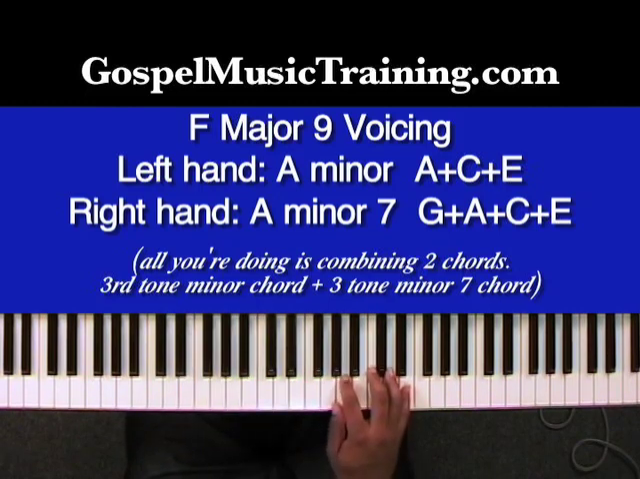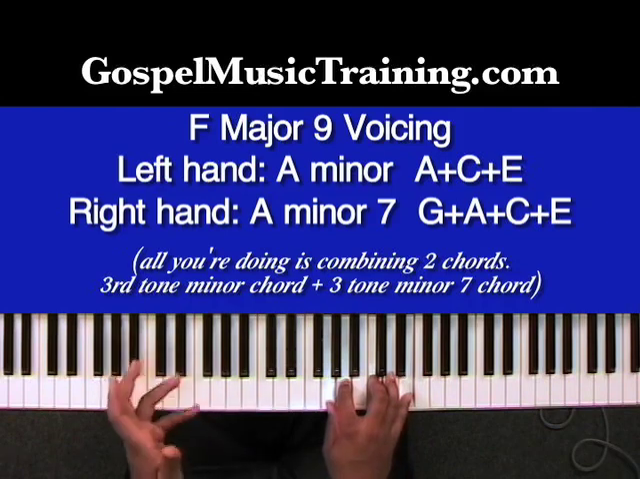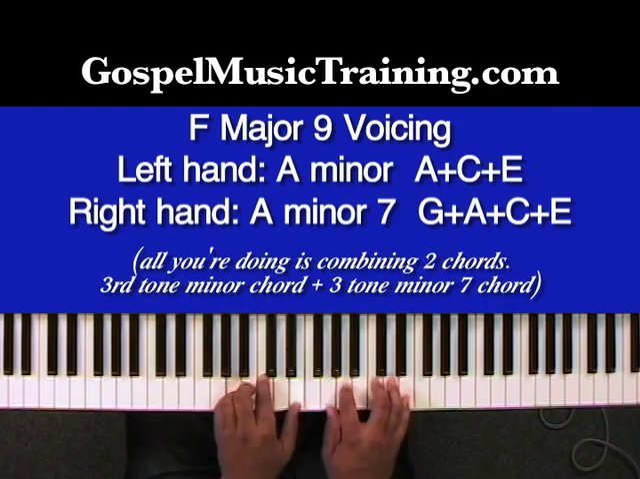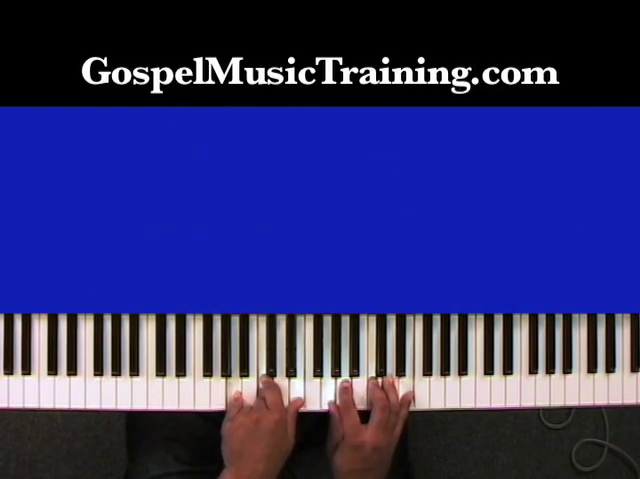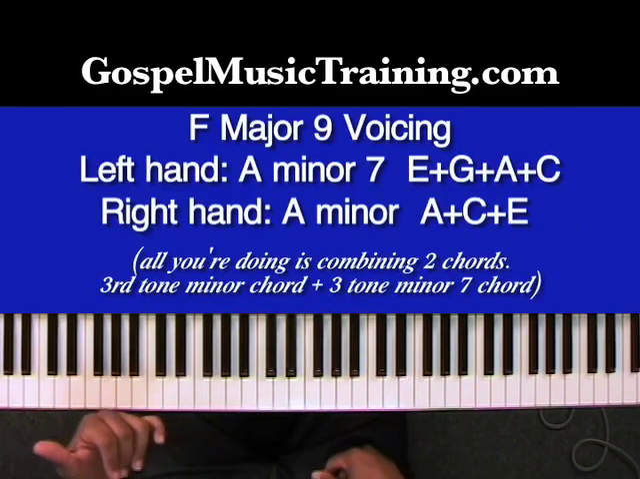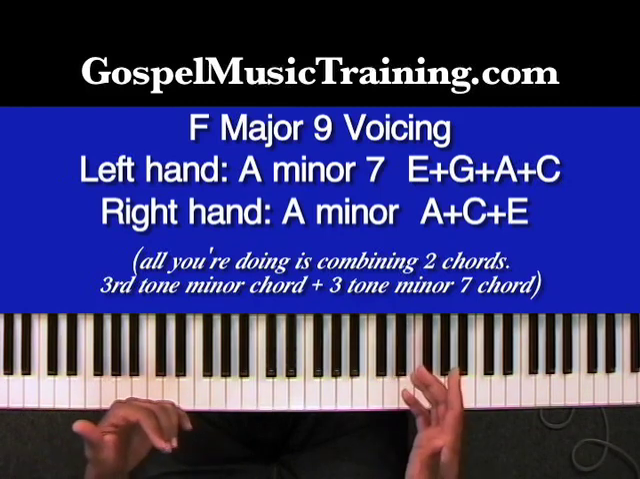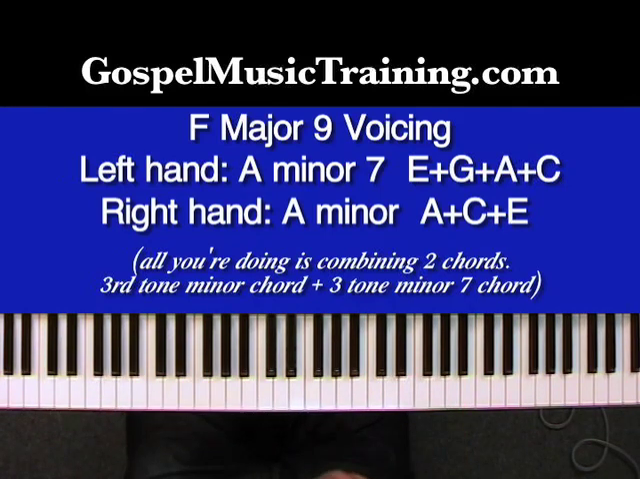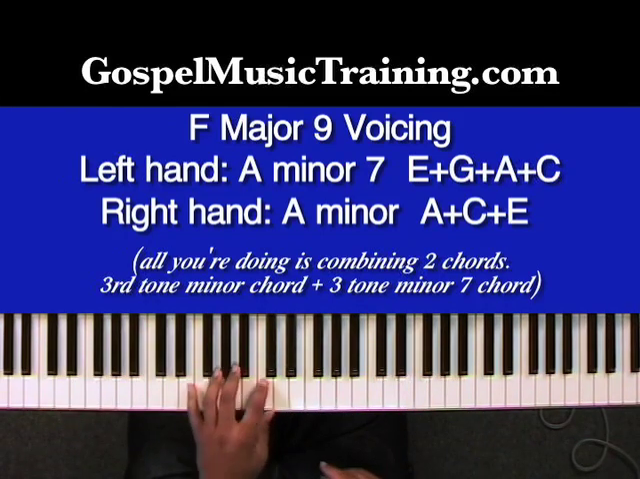So either you can play the A minor 7 chord in your right hand, and just the regular A minor chord in your left. That's going to give you this voicing. Or you can switch the roles, and in your left hand play the A minor 7 chord, and in your right hand play the A minor chord, and it's going to give you the same type of effect but a different voicing. So we're combining these polychords, and it's the same thing that we're doing.